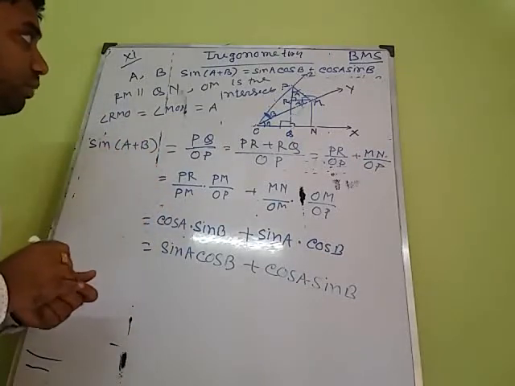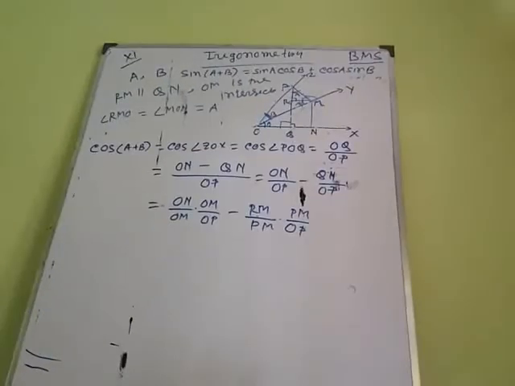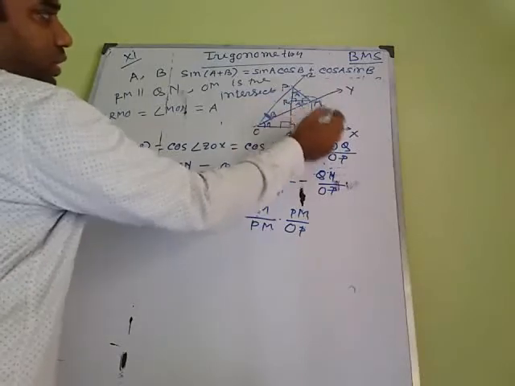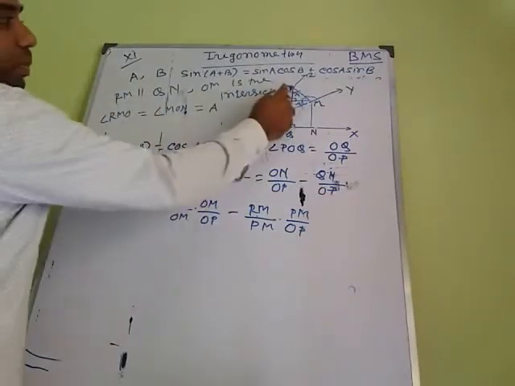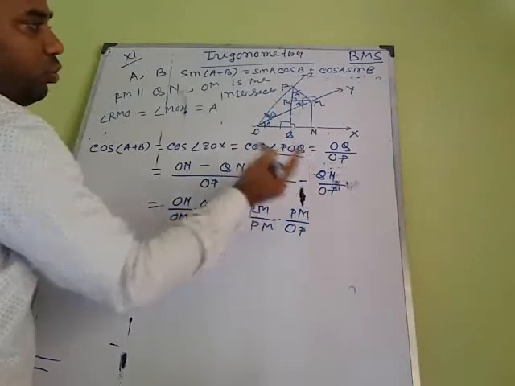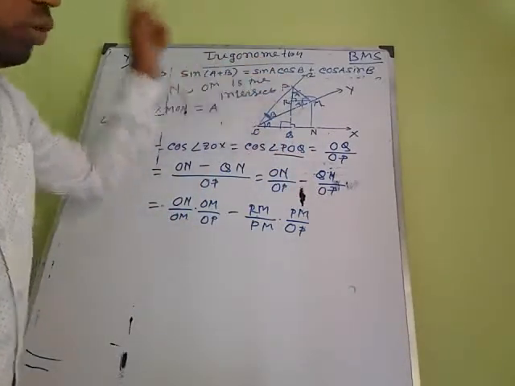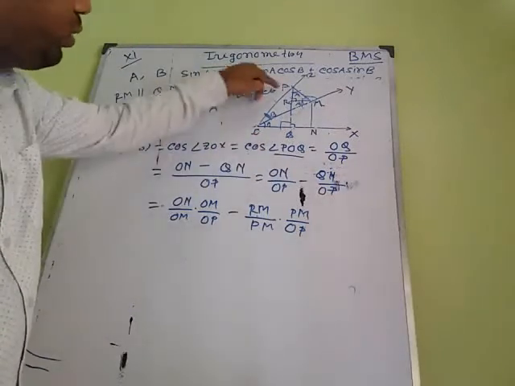How to calculate cos A plus B. Okay, now cos A plus B, that is angle ZOX. Now consider the triangle POQ. That's why the angle A plus B means angle POQ. So the cos formula is base by hypotenuse. That's why OQ by OP.